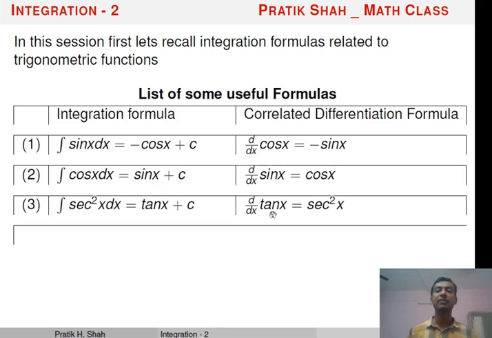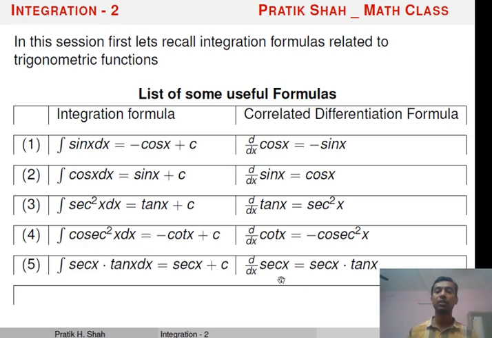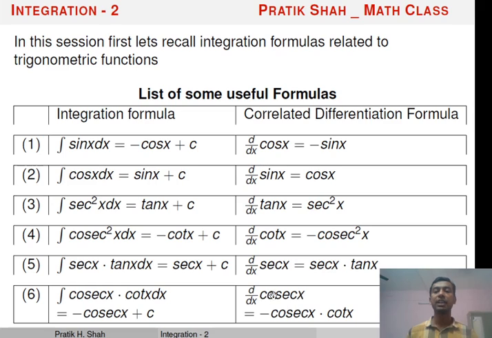We know that the derivative of tan x is sec square x, so integration of sec square x is tan x. Derivative of cot x is minus cosec square x, so integration of cosec square x is minus cot x. Derivative of sec x is sec x tan x, so integration of sec x tan x is sec x. Derivative of cosec x is minus cosec x cot x, so integration of cosec x cot x is minus cosec x.